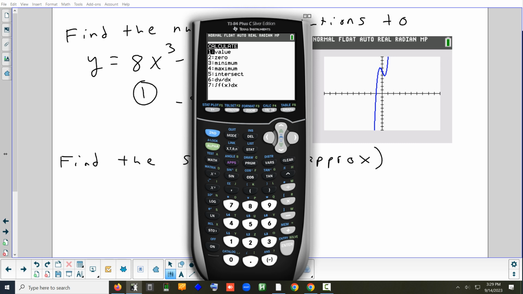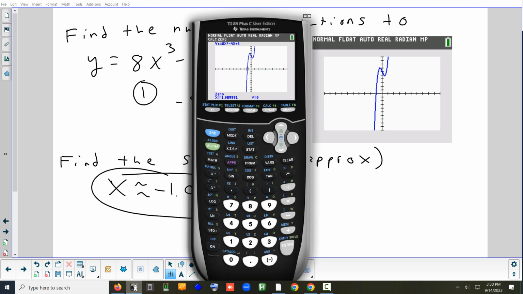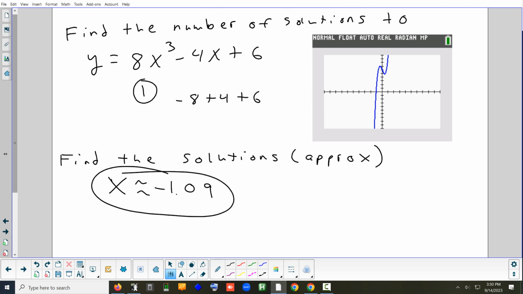We're calculating where this graph crosses the x-axis. So we have to pick a point that we know is to the left. Then we have to pick a point to the right. And then we hit enter. And as we kind of thought, it's not exactly negative 1, it's negative 1.09. That's the approximate answer. Now you'd have to do that for every root, but since there's only one, we only have to do it one time. Any questions on that? Okay, so that's finding roots.